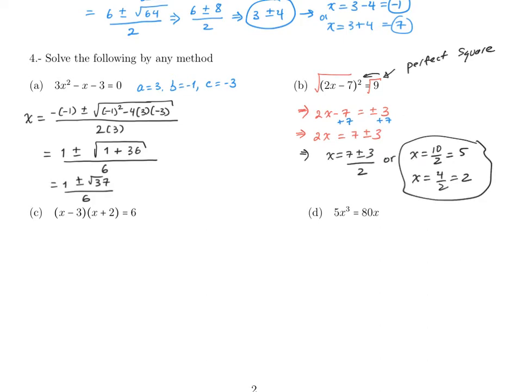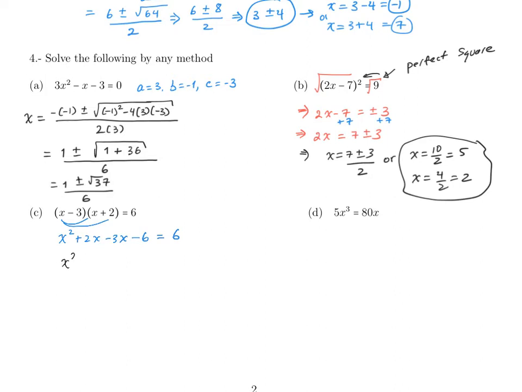In part C, you cannot use the quadratic formula the way it is. You cannot use the perfect square because it's not a perfect square. So the best thing to do is to distribute first, and then you can decide to use the quadratic formula or factor. So if we distribute, we will get x squared plus 2x minus 3x minus 6 equals 6.